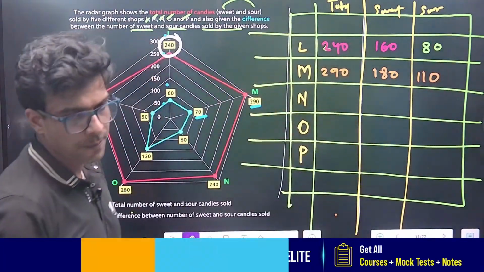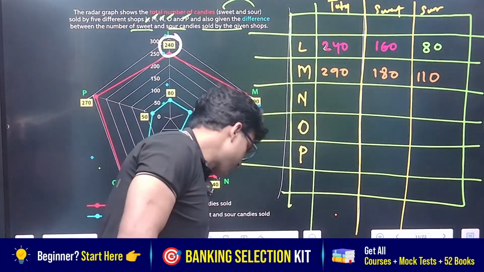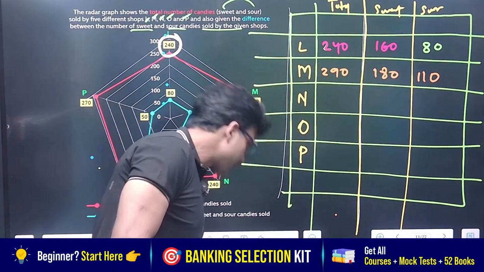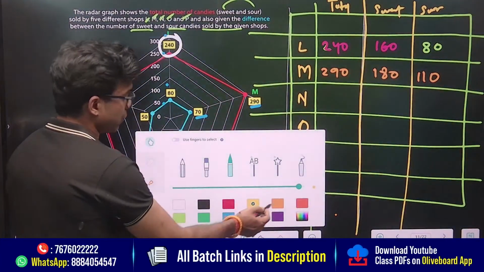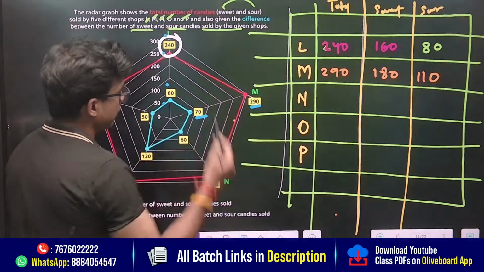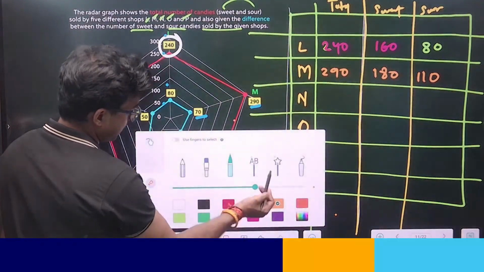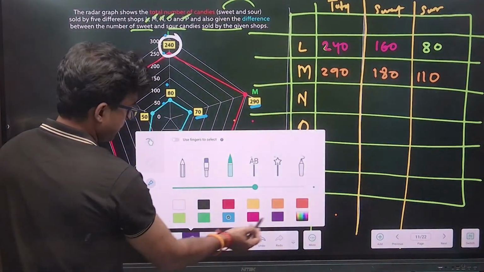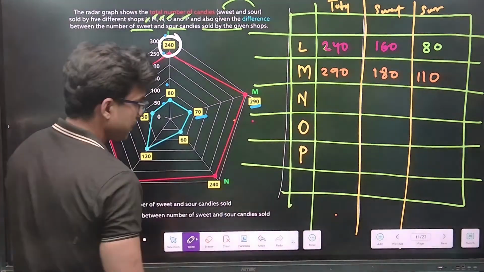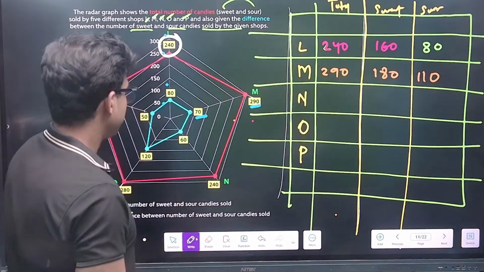Understood? Say understood, yes or no? Should I do one more for you? I'm just doing one more for you. This I've already used. Okay, let's go for N.